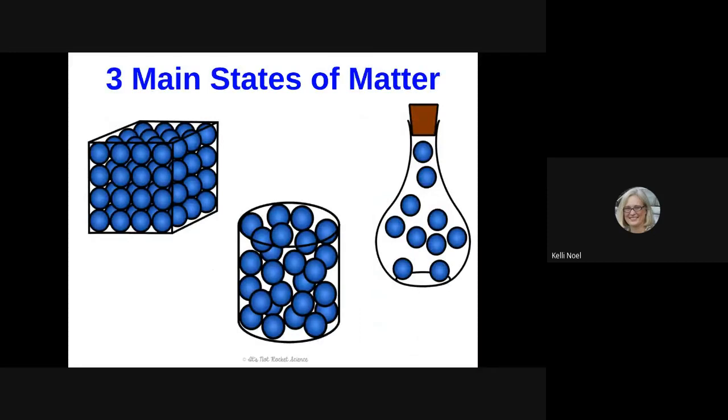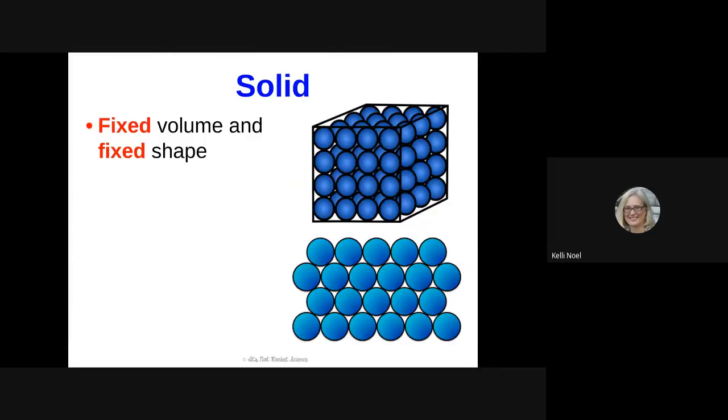So here's the three states of matter. We've got solid in the cube, in the cylinder, that's a liquid, and then in the container with the cork, that is a gas. So that's what it's representing. So we're going to talk about solids first. This should be a review from way back in elementary school. Fixed volume and fixed shape. Volume and shape, unless you do something to the solid, it is not going to change.